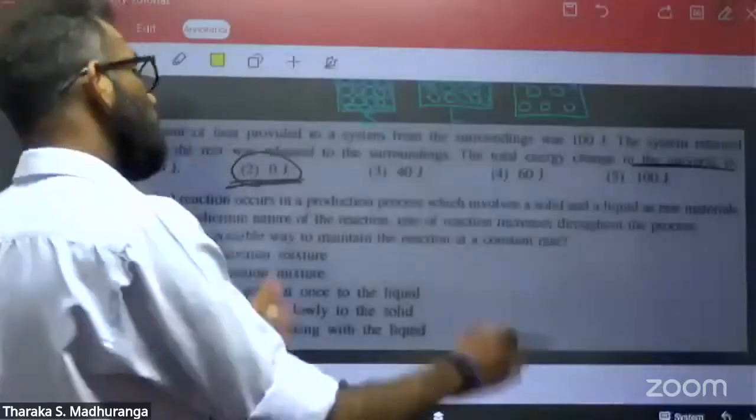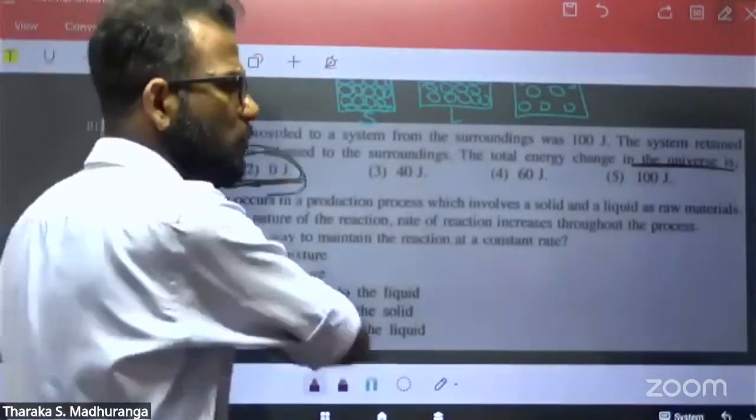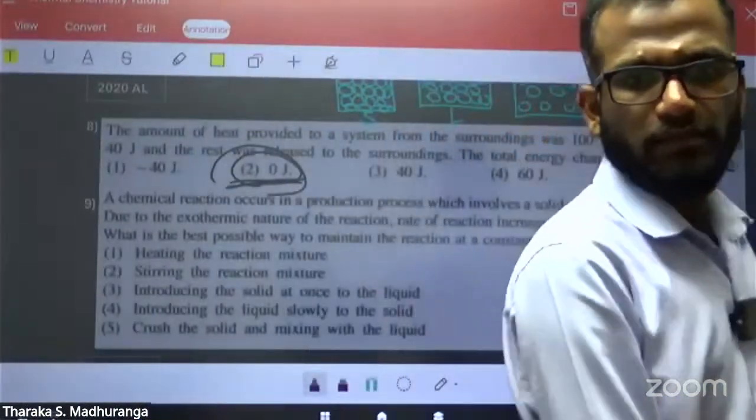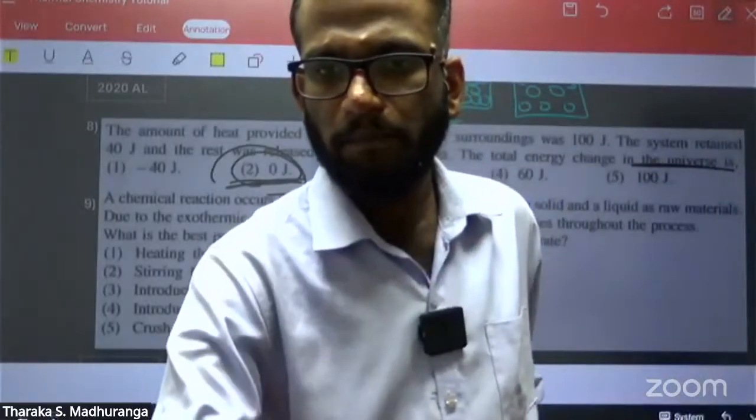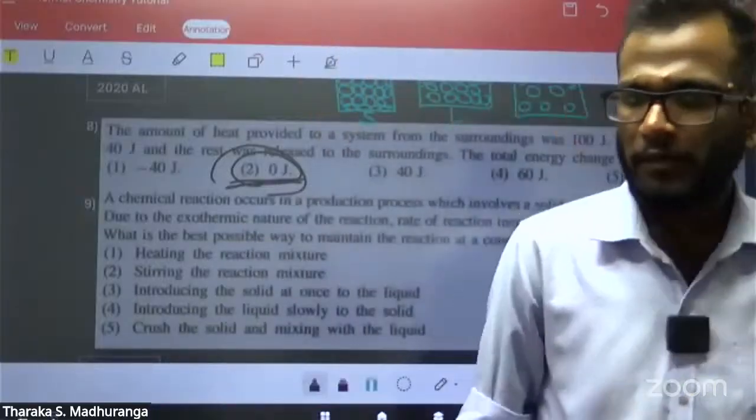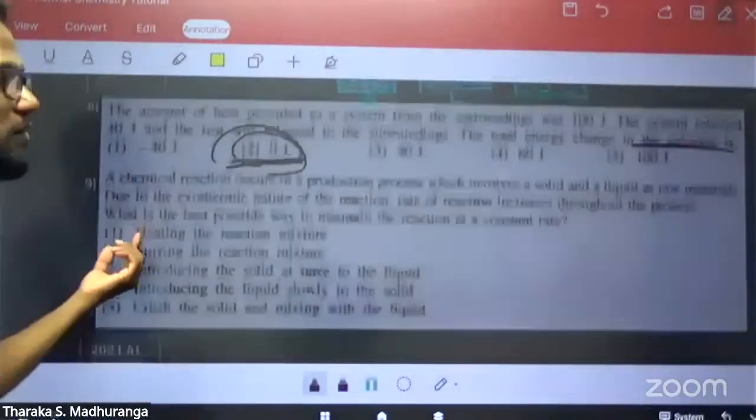In the universe, the energy change is 0. In the universe, there is no energy change.